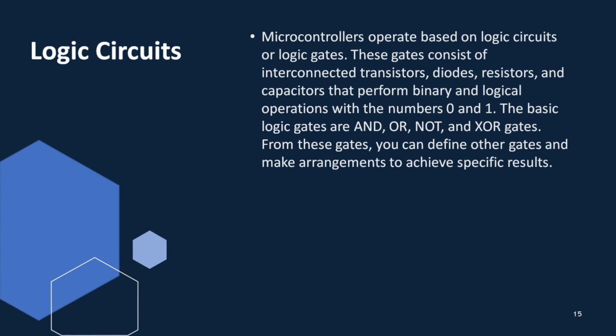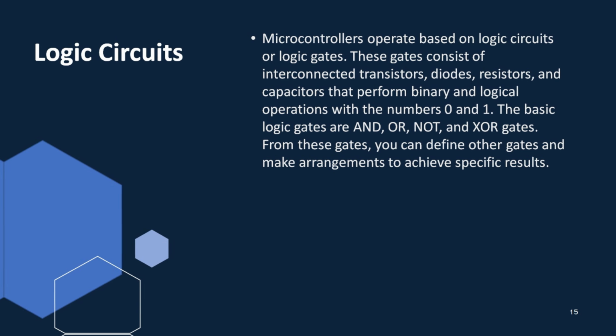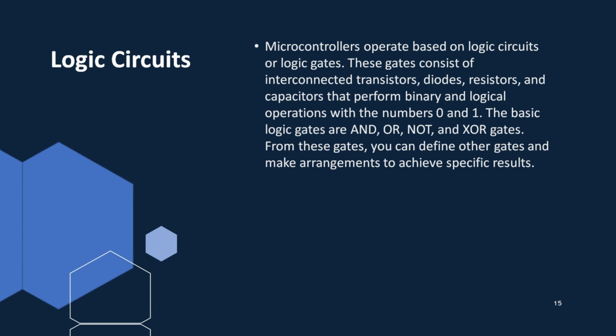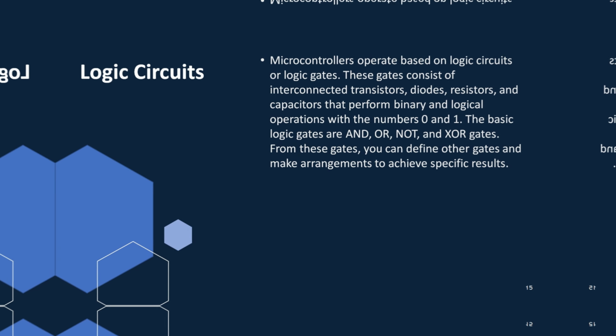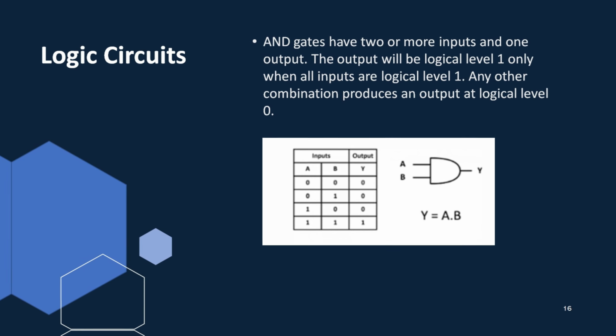The fundamental logic gates include AND, OR, NOT, and XOR gates. By utilizing these gates, it's possible to define additional gates and arrange them in various configurations to achieve specific desired outcomes. AND gates have two or more inputs and a single output.